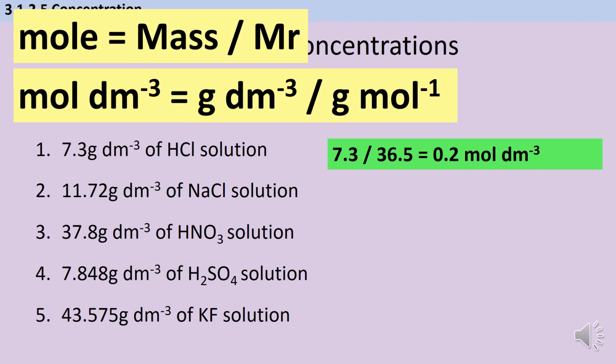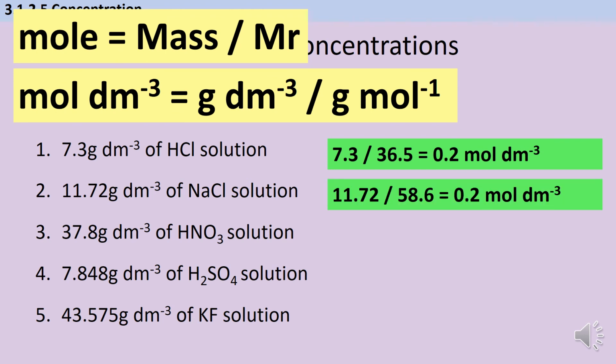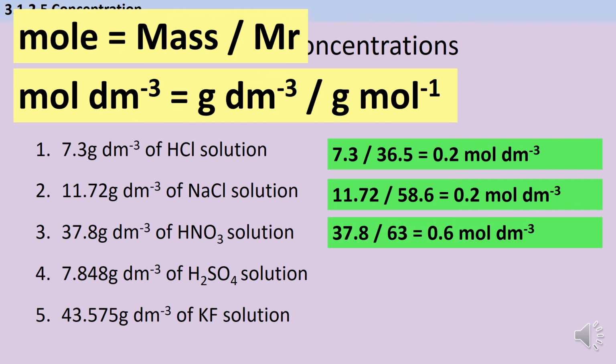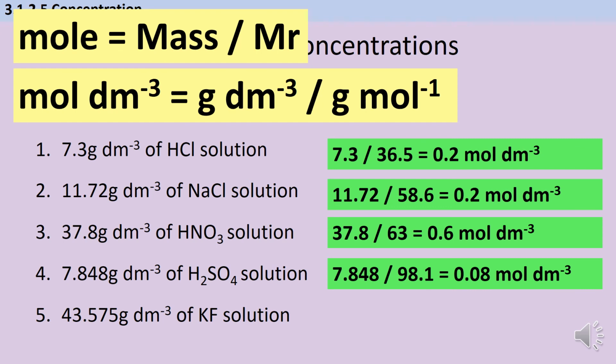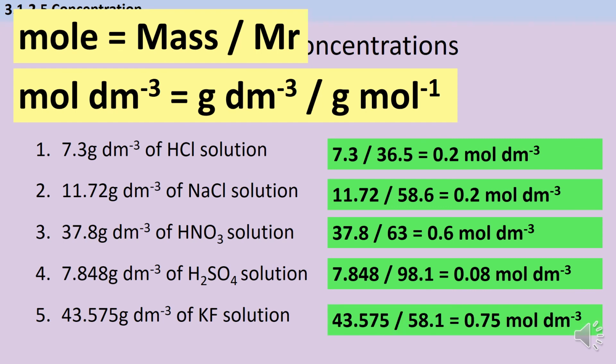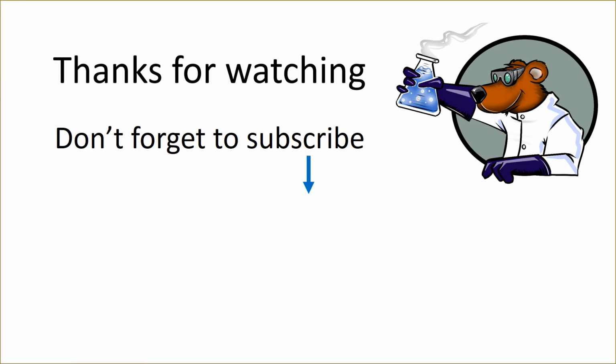So hopefully you worked out that my sodium chloride solution had a concentration of 0.2, my nitric acid had a concentration of 0.6, my sulfuric acid had a concentration of 0.08, and the potassium fluoride had a concentration of 0.75 moles per decimetre cubed. Hopefully you found that useful and you're ready and raring to go for some titration calculations.